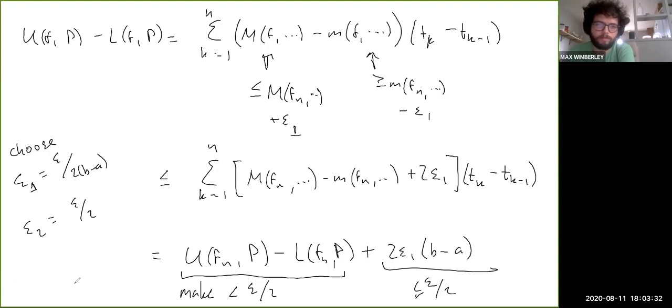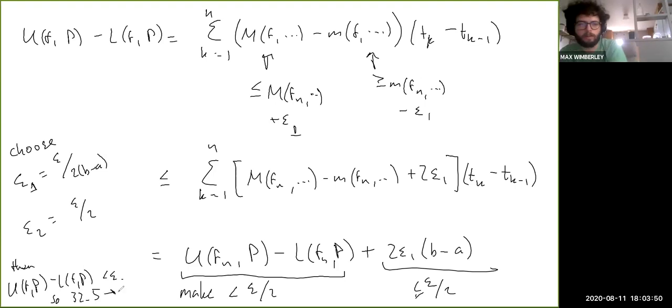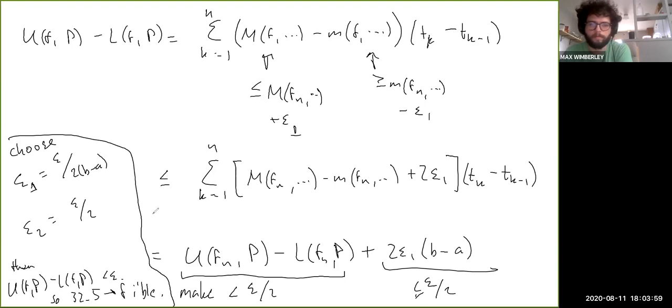Then U of Fp minus L of Fp is less than epsilon, right? So theorem 32.5, if I remember the number correctly, tells us that F is integrable. Right? Any questions about that?